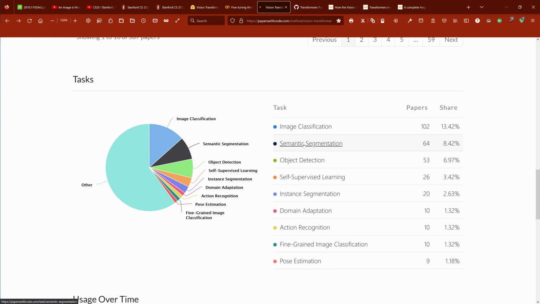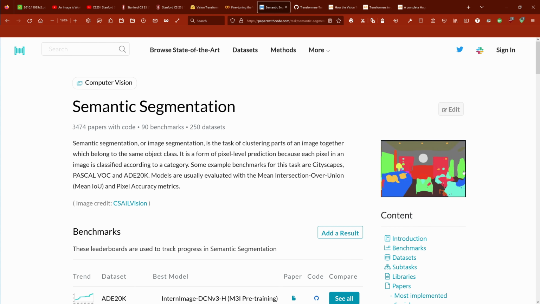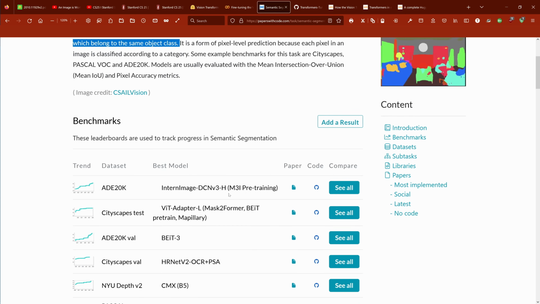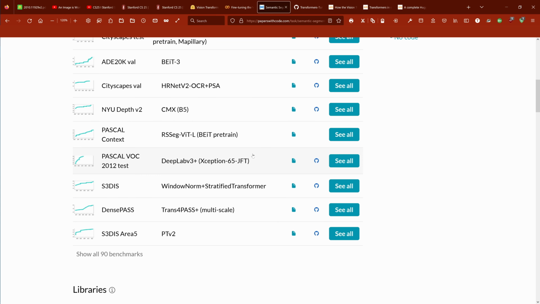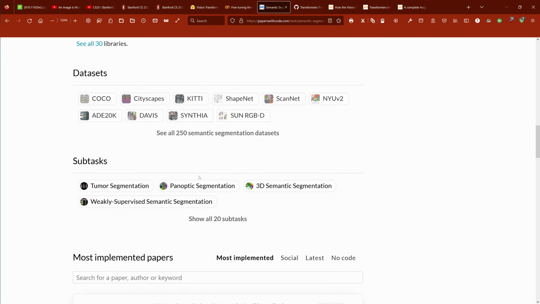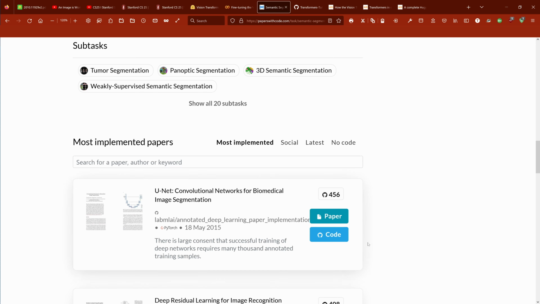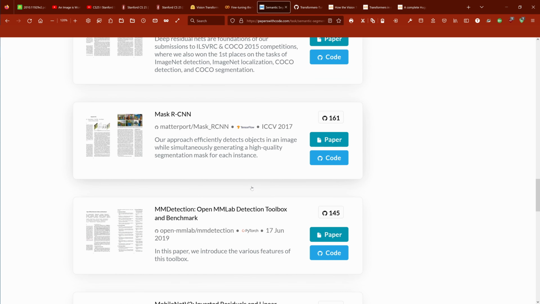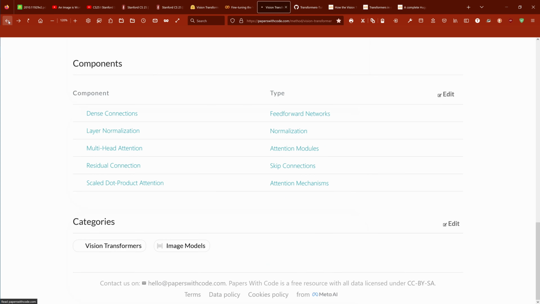So semantic segmentation. This is clearly what it is. Semantic segmentation or image segmentation is the task of clustering parts of an image together which belong to the same object class. Sofa, a little table, the wall, TV, light, whatever this is. Beautiful. You have here your leaderboards, your data set, your libraries, whatever you can, your subtask. And again, here we go with implemented paper, UNet, hey, yes, biomedical image segmentation. You see 2015, 2016, 2019, 2018, beautiful.